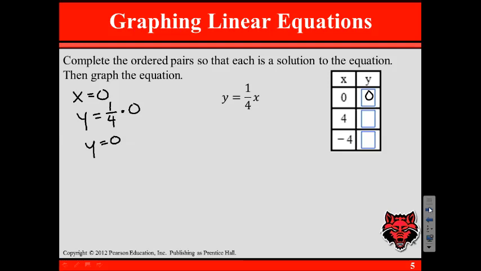In the case where x equals 4, again, we replace the x value with 4. So y equals 1/4 times 4. In case you don't remember, anytime you multiply a fraction and a whole number, it's easiest to write the whole number as a fraction and then multiply numerators and denominators. 1 times 4 is 4, 4 times 1 is 4, and 4 over 4 is equivalent to 1. So when x equals 4, y equals 1.